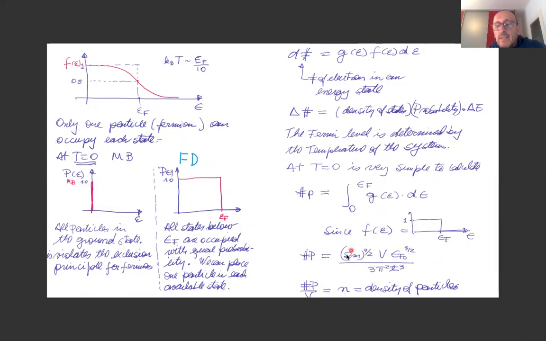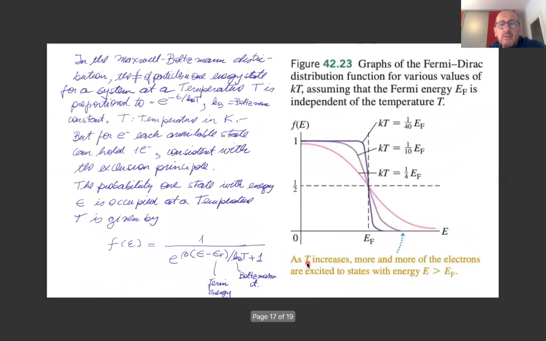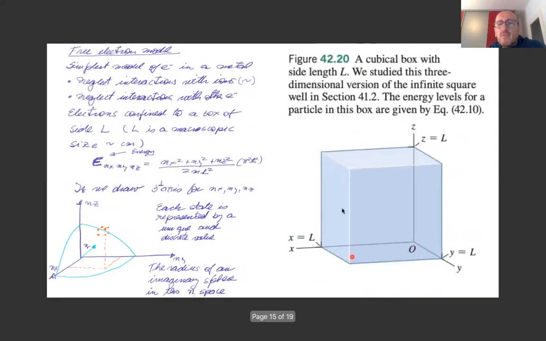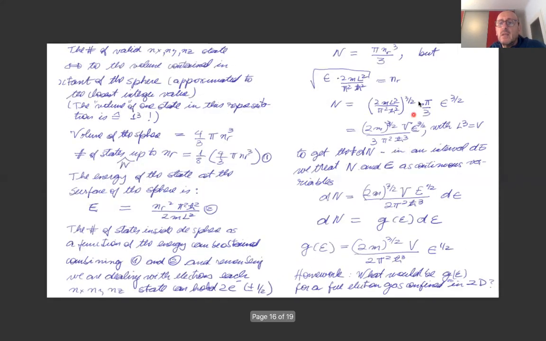You get the mass of the electron to the 3/2. You have the volume here. Where does the volume appear? We didn't have the volume at the beginning. Well, yes, we did, because the volume is equal to L cubed. It's this times that. I should have written it somewhere. Here, with L cubed equals V.